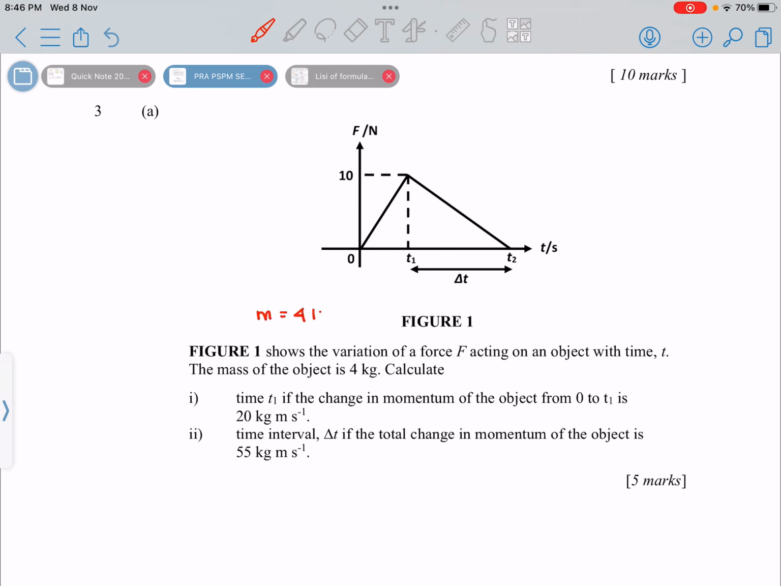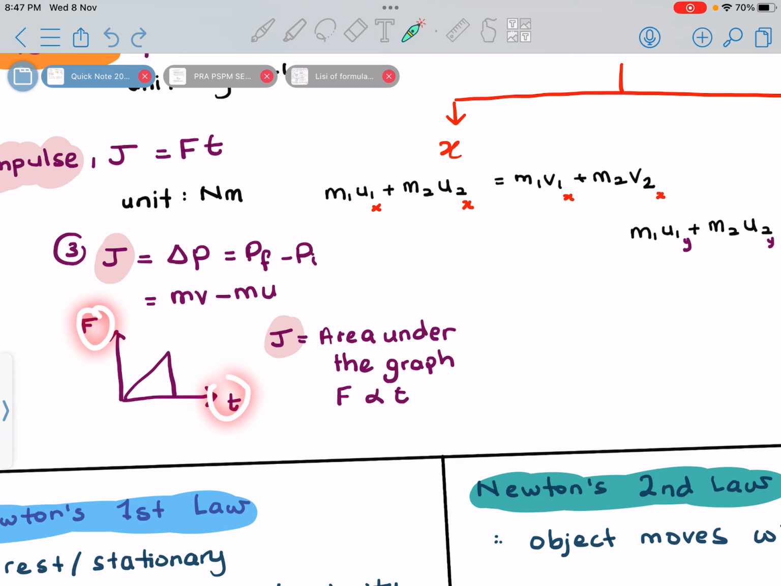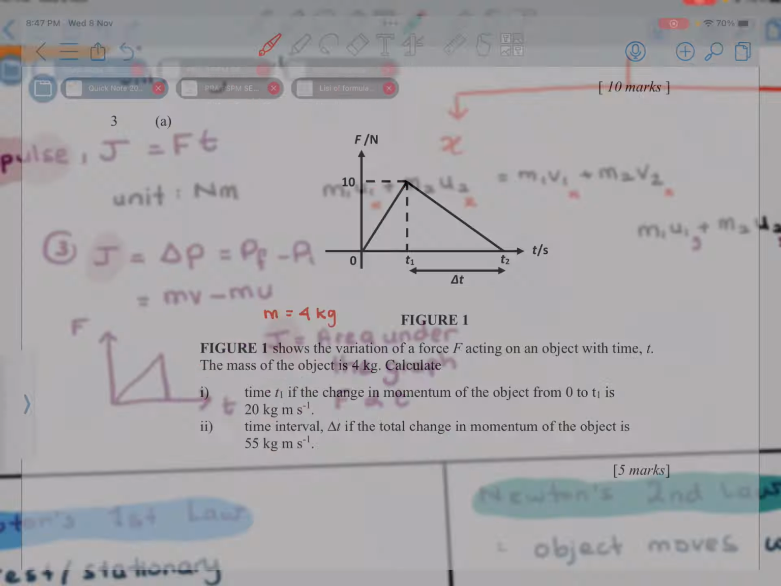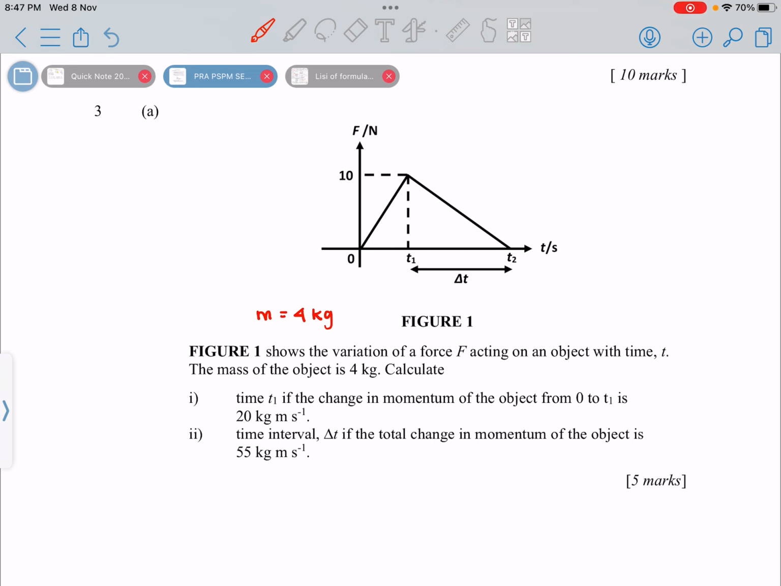Okay. So, this one kita tahu kalau kita ada force dengan time graph, maksudnya we are talking about the impulse lah. Force against time graph. Okay. So, maksudnya kita boleh dapat impulse lah. Okay, so daripada area under the graph, we could get impulse. Okay. And then dia cakap dia nak berapakah T1. Kalau change of momentum from 0 to T1 adalah 20 kg m s^-1.